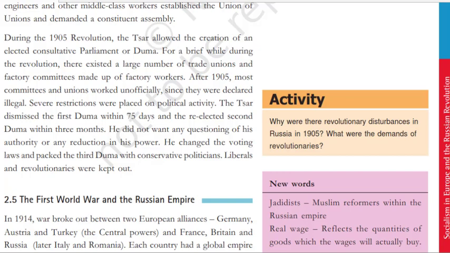The Tsar dismissed the first Duma within 75 days and the re-elected second Duma within 3 months. He did not want any questioning of his authority or any reduction in his power. He changed the voting laws and packed the third Duma with conservative politicians. Liberals and revolutionaries were kept out.